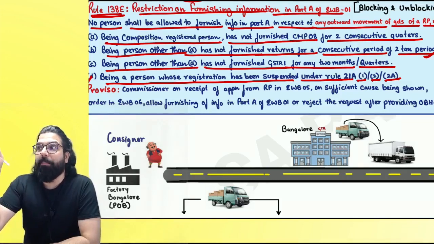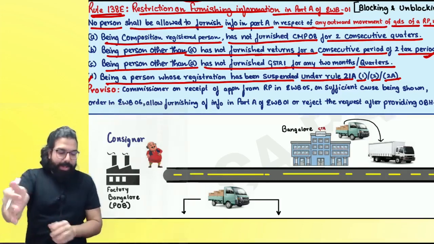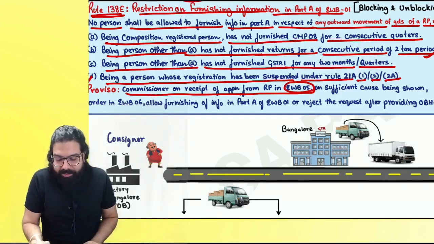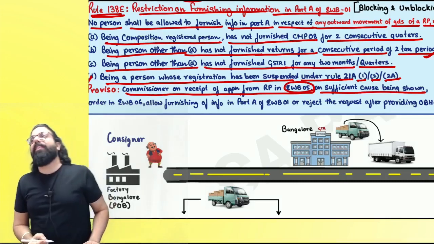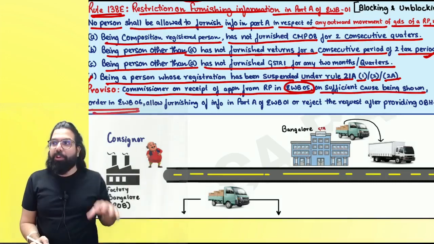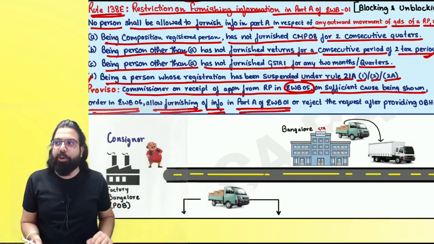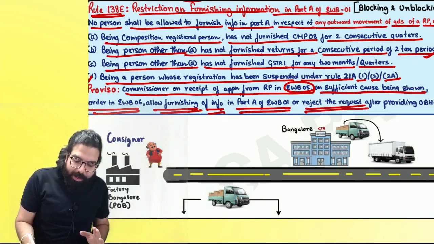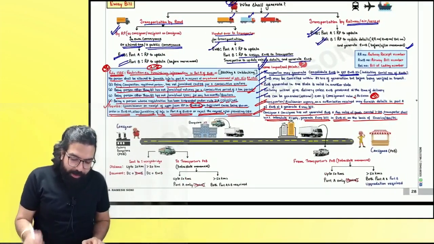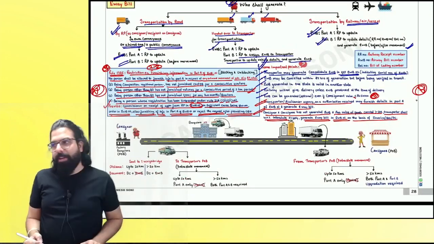Supposing my e-way bill portal is blocked. What to do? I can go to the commissioner and tell him the story. Commissioner, on receipt of an application by the registered person in GST EWB05, on sufficient cause being shown, order in EWB06, allows furnishing of information in part A of EWB01, or he can reject after providing the opportunity of being heard. Everyone over here, these points which are written, please be a little careful.